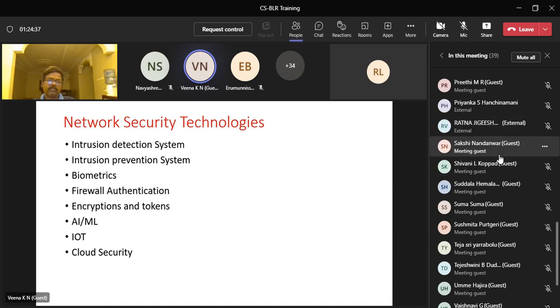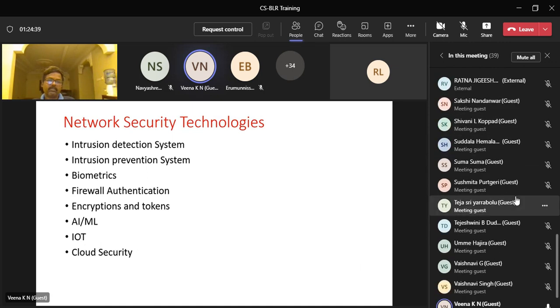Next is network security technologies: intrusion detection system, intrusion prevention system, biometrics, firewall, authentication, encryptions and tokens, artificial intelligence or machine learning, IoT which is Internet of Things, and the cloud security. These are the technologies which are used in network security, and this is all about the topics.